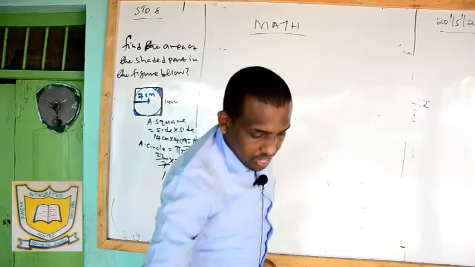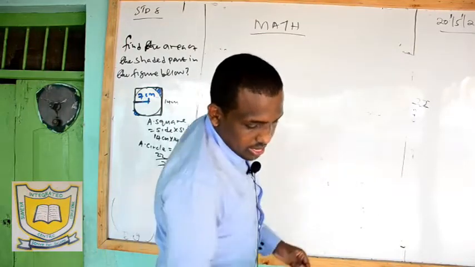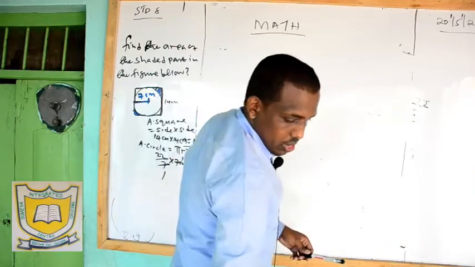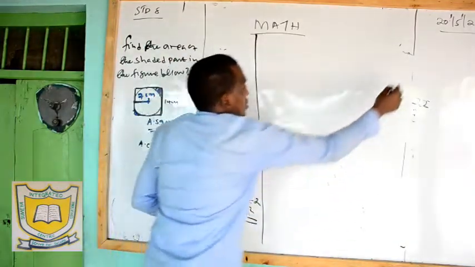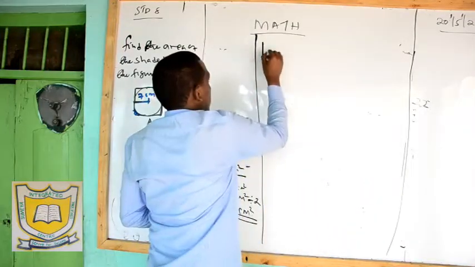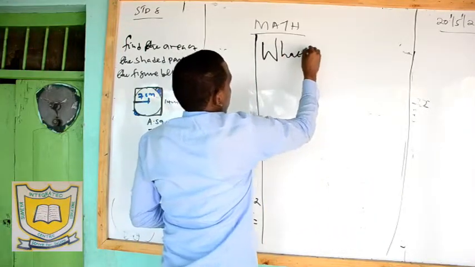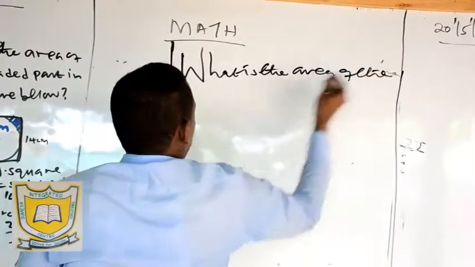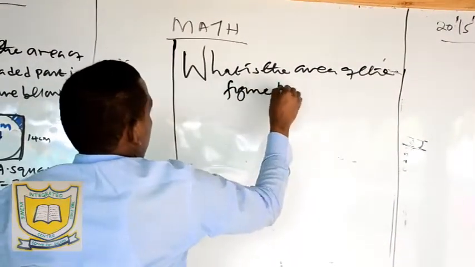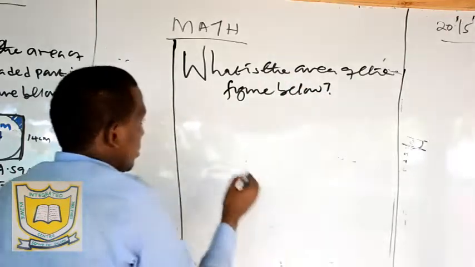There's also another figure here. You are told, what is the area of the figure below?